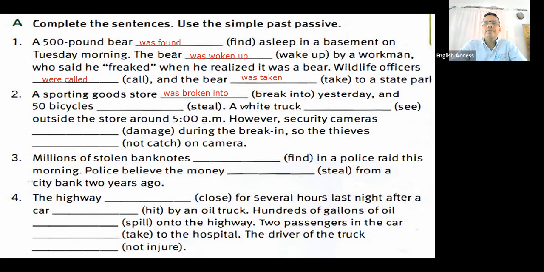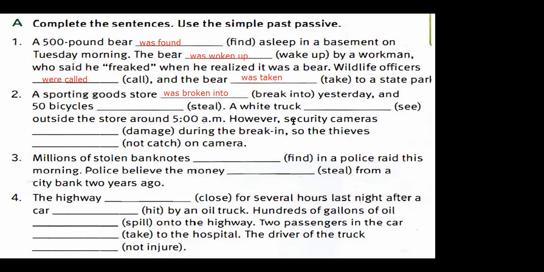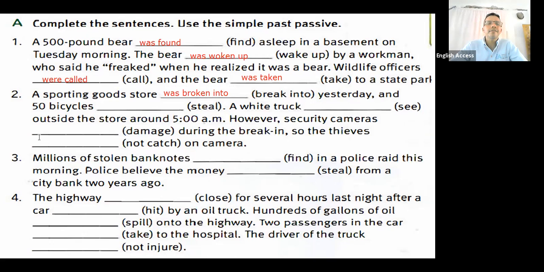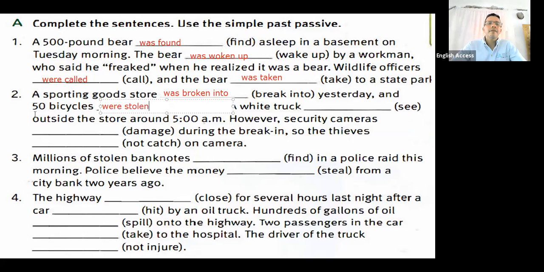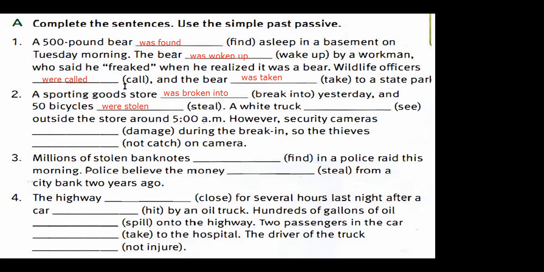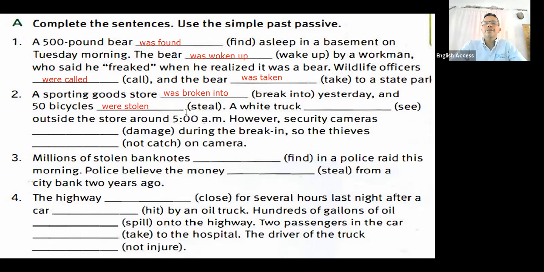Okay, Lupita, you do the second one, please. Yes, teacher. Yesterday, 50 bicycles were stolen. Was, what, where? Stolen. Yes. Okay, good. Remember this. This is stolen. Stolen. Good. Okay. Judith, continue.